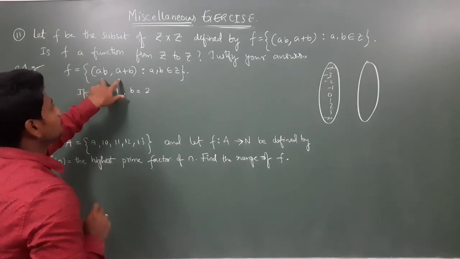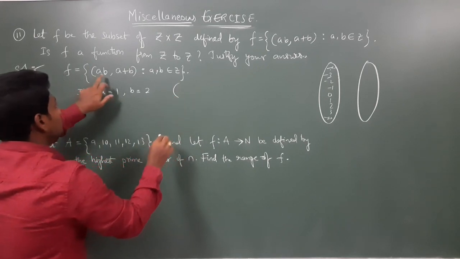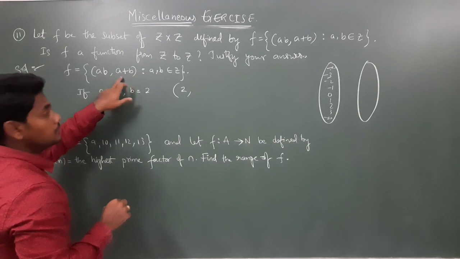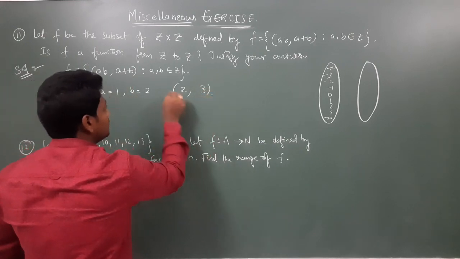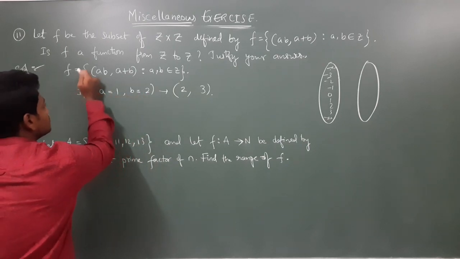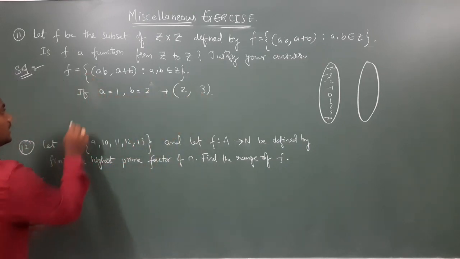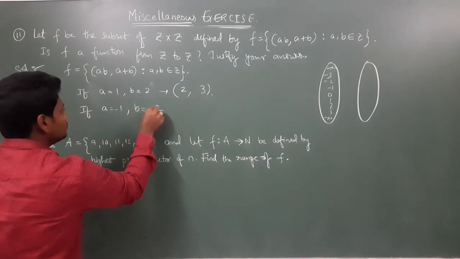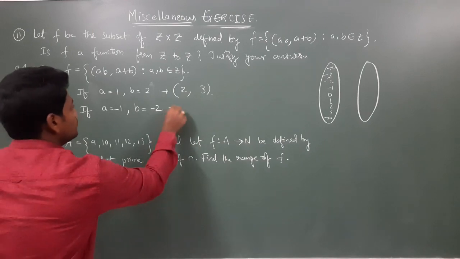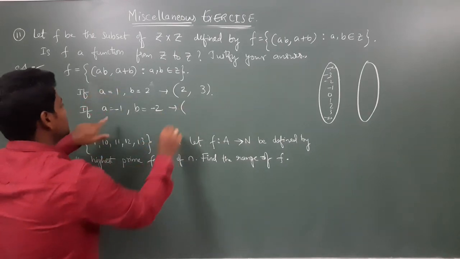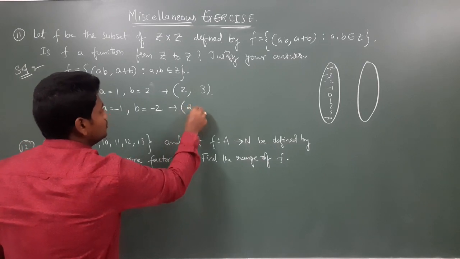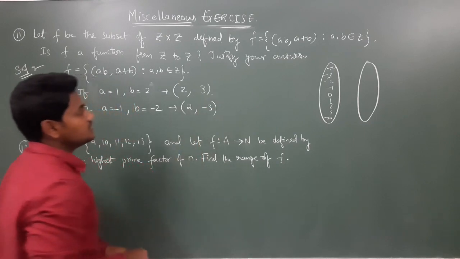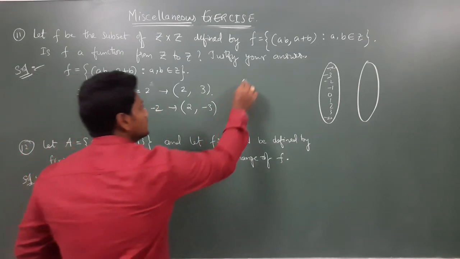So what we will get, ordered pair (1, AB), nothing but 1 into 2, that is 2, and A plus B, 1 plus 2, that is 3, right? So from this we got (2, 3). And again if A equals minus 1, B equals minus 2, see what is the condition? (AB, A plus B). What is AB? Minus 1 into minus 2 is how much? 2. What is A plus B? Minus 1 plus minus 2 is what? Minus 3. See, here itself you can identify very easily.